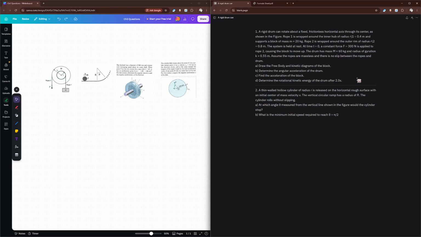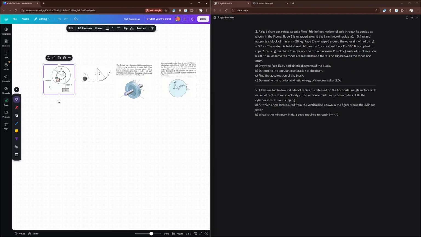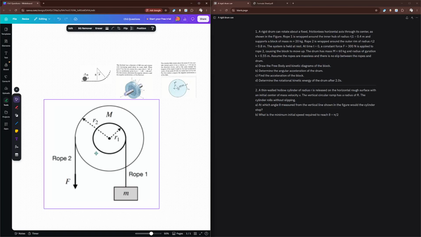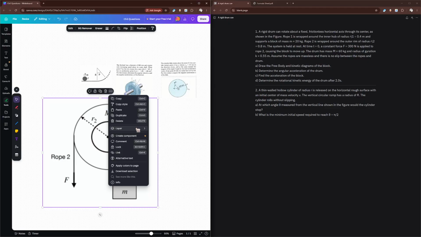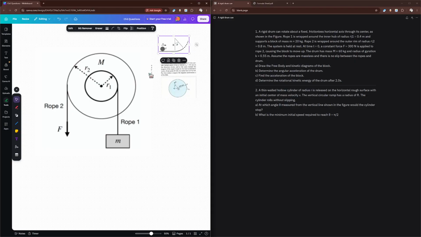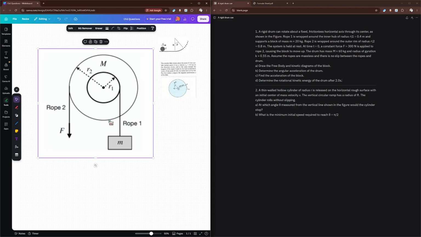Okay, hello. These are the practice problems for chapter 11 and also chapter 12 for dynamics. So for question 1, we have this figure associated with it. So I will just make that bigger, and then we can send it to the front. Okay, there. So we have this diagram here.